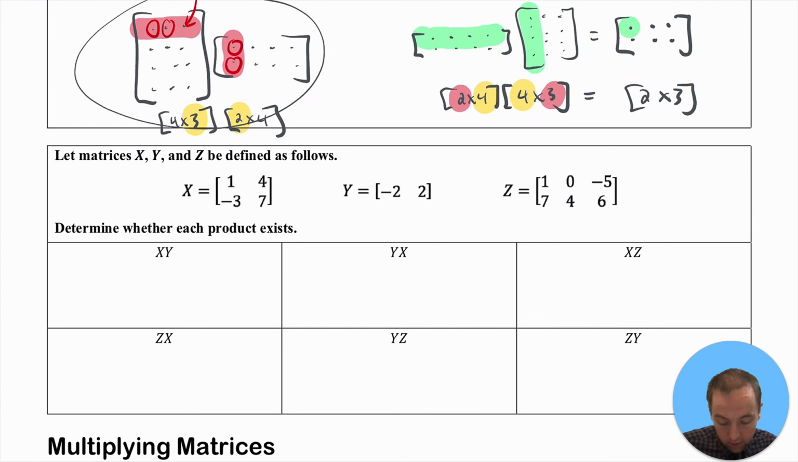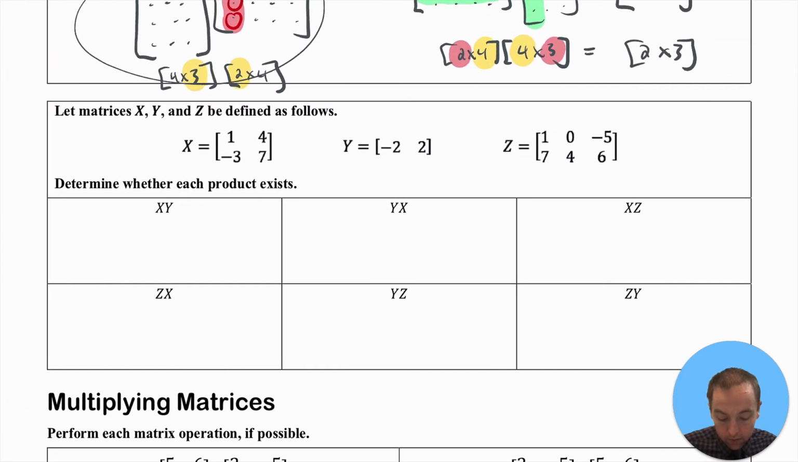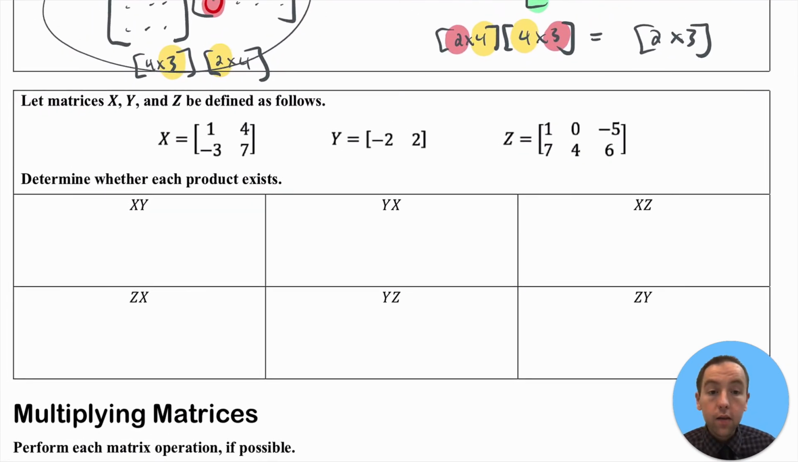Down here are some examples with different matrices X, Y, and Z for you to consider and think about whether or not each product would exist.